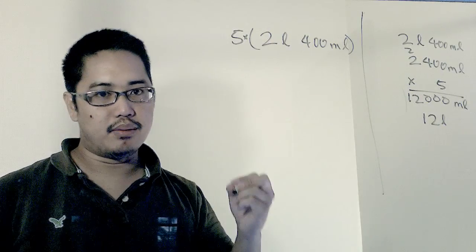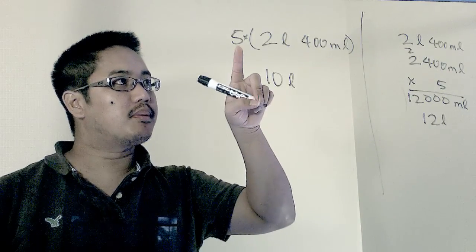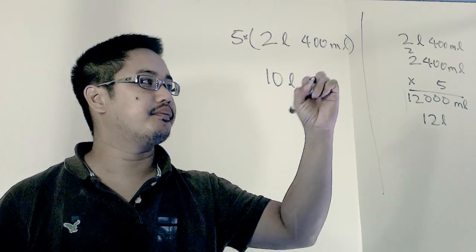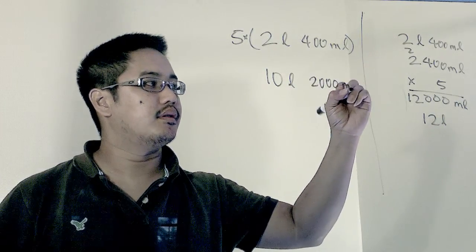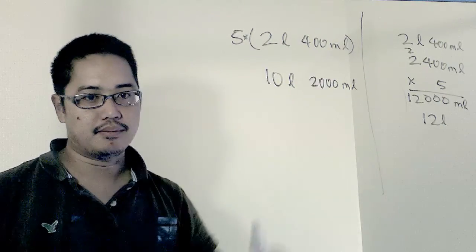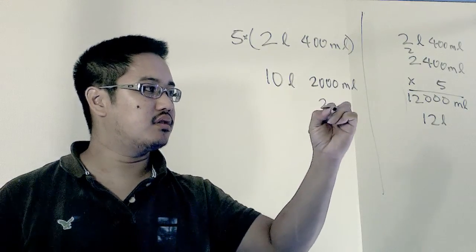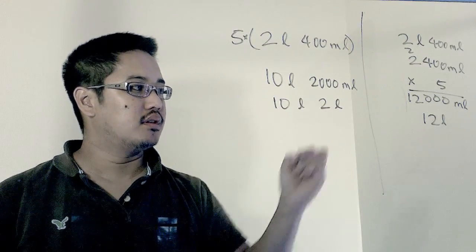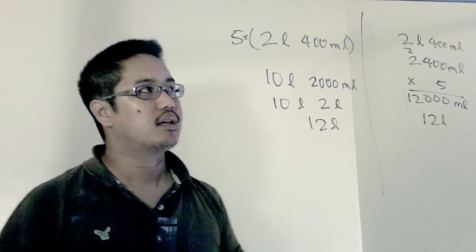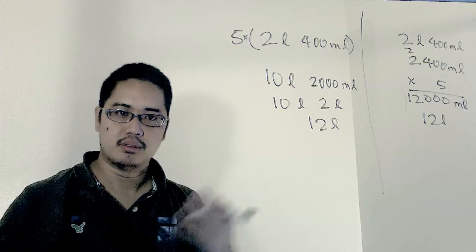So I'm going to multiply the 2 by 5 and I get 10 liters. 2 times 5 is 10. I'm going to multiply the 400 by the 5 and I get 2,000. Right, because 5 times 4 is 20, plus you tack on the extra 2 zeros. Now, I can convert this back into liters, and so that's 2 liters. So I have 10 liters and 2 liters extra, so that's 12 liters. It's the same thing. I just multiplied them separately and then converted them back into one main thing.